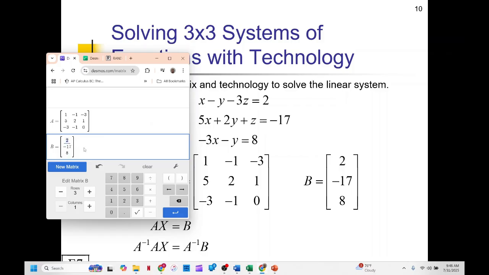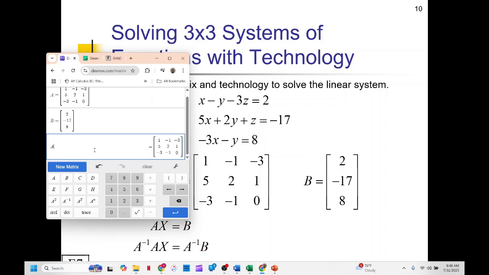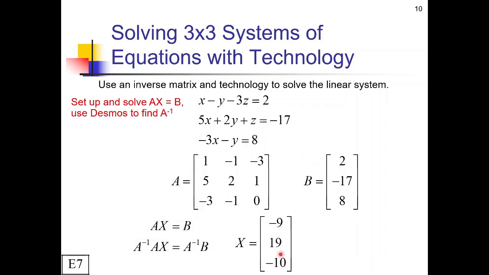And now we're just going to multiply A inverse times B like we wrote down here. So A, exponent -1, come back down and write B, and abracadabra, there is our solution matrix, 9, negative 9, 19, and negative 10. And written as a point, this is going to be negative 9, comma 19, comma negative 10.